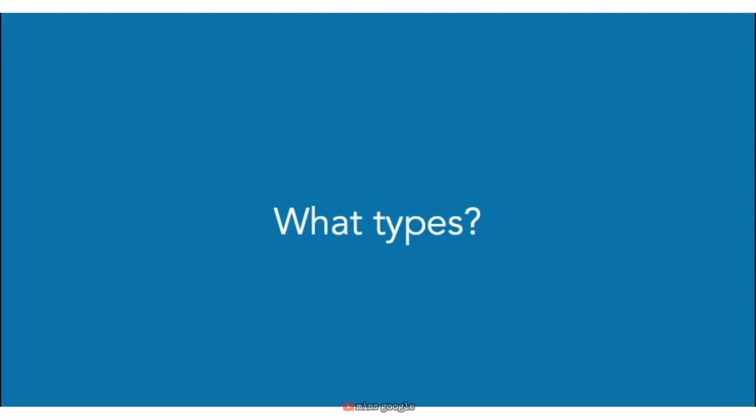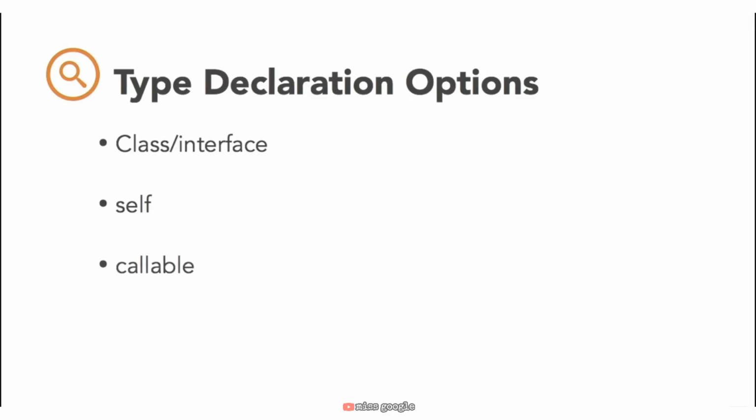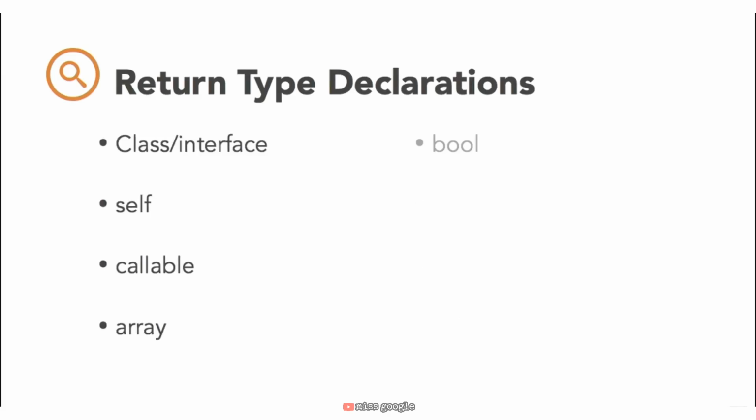So what types can we declare? Recall our type declaration options: class and interface, self, callable, array, bool, float, int, and string. Our return type declaration options are class or interface, self, callable, array, bool, float, integer, and string. The list of return type declaration options is exactly the same, and this makes sense.